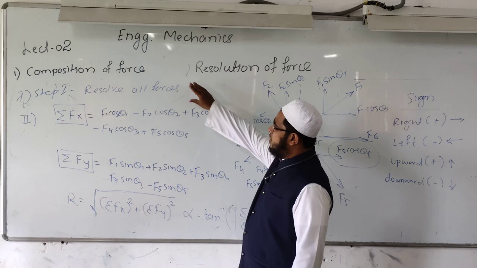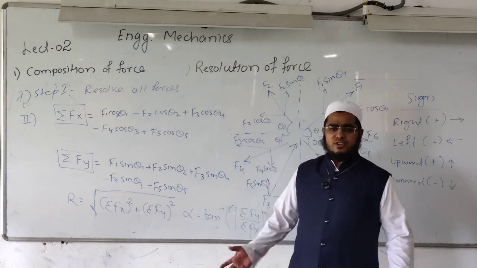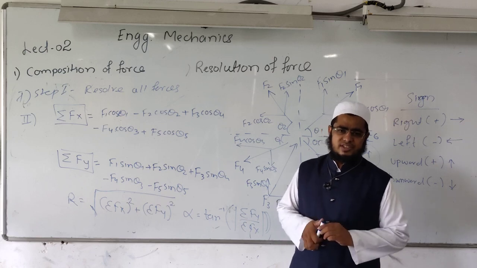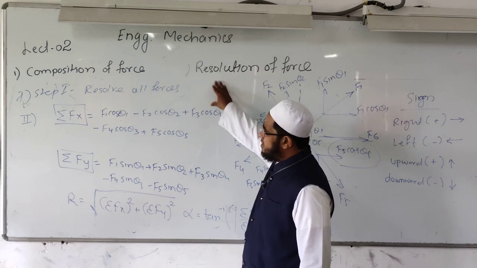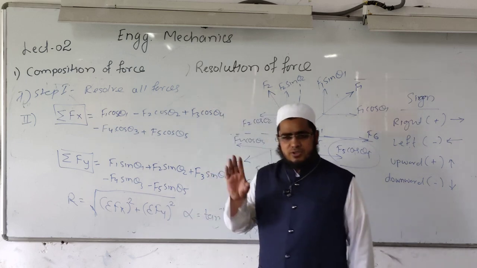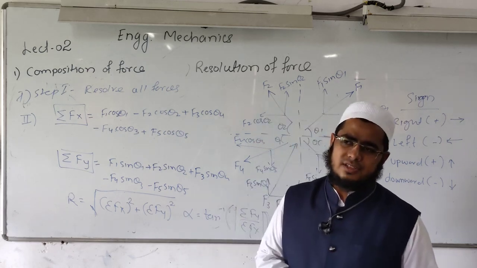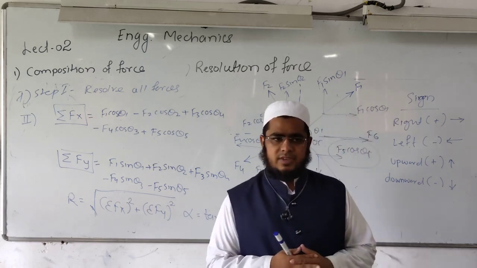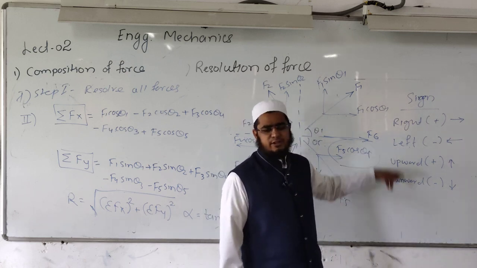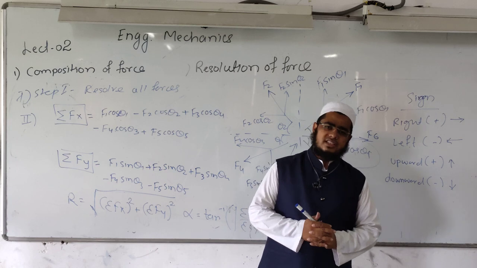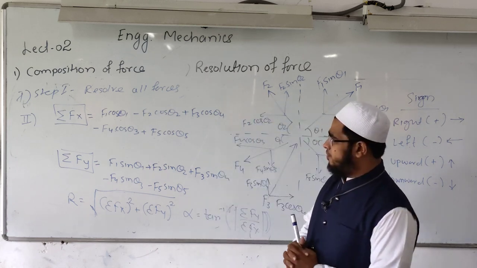The first step is to resolve all inclined forces in the given force system into horizontal and vertical components. After resolution of forces, determine the algebraic sum of horizontal forces and the algebraic sum of vertical forces with the help of sign convention. Sign convention is very important. We have written here: rightward force is considered positive, leftward negative. Upward force will be positive and downward force is negative.